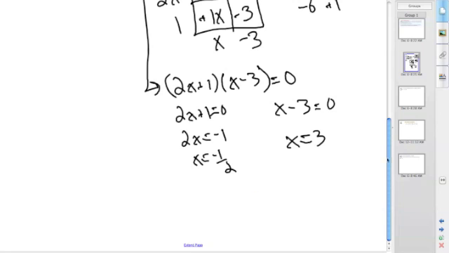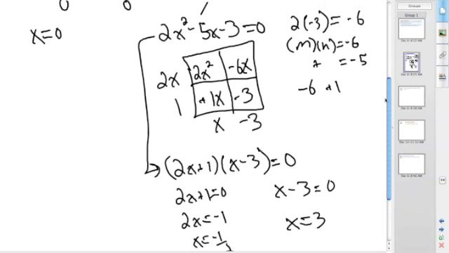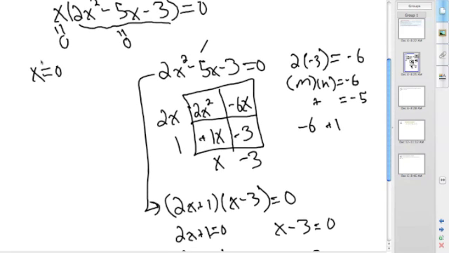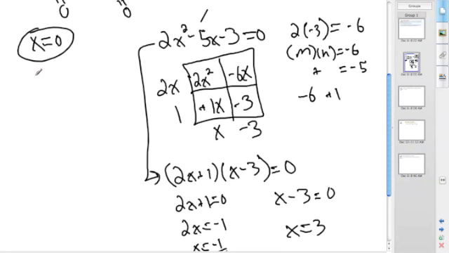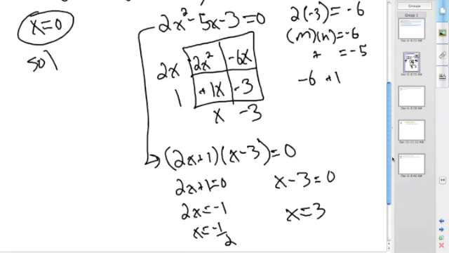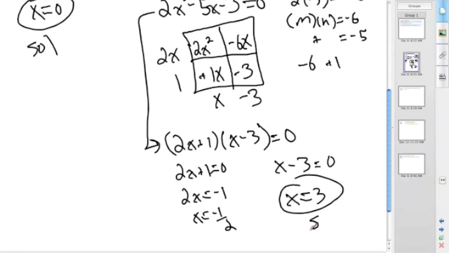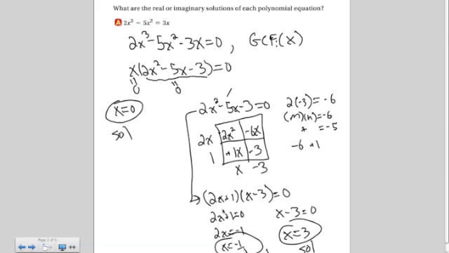So our solutions would be x equals 0 is a solution, x equals 3 is a solution, and x equals negative half is a solution. Again, here's the full view. Again, I factored 2x squared minus 5x minus 3. You could also use the quadratic formula and still get negative half and 3.